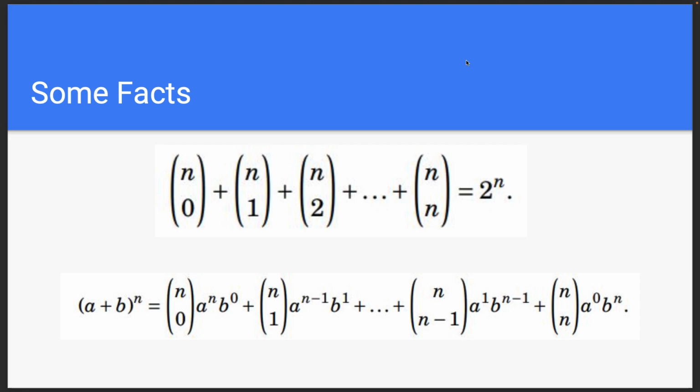Yeah, that's true. We have a set of n numbers, and we want to know the number of subsets, which would be 2 to the power n. And on the left side, we have the number of subsets of size 0, plus the number of subsets of size 1, size 2, till size n. So every subset would be counted.